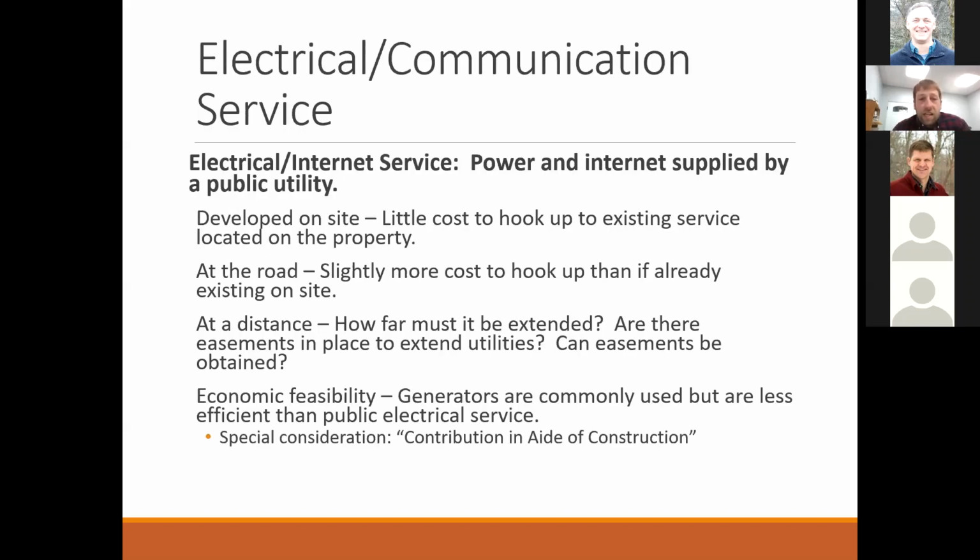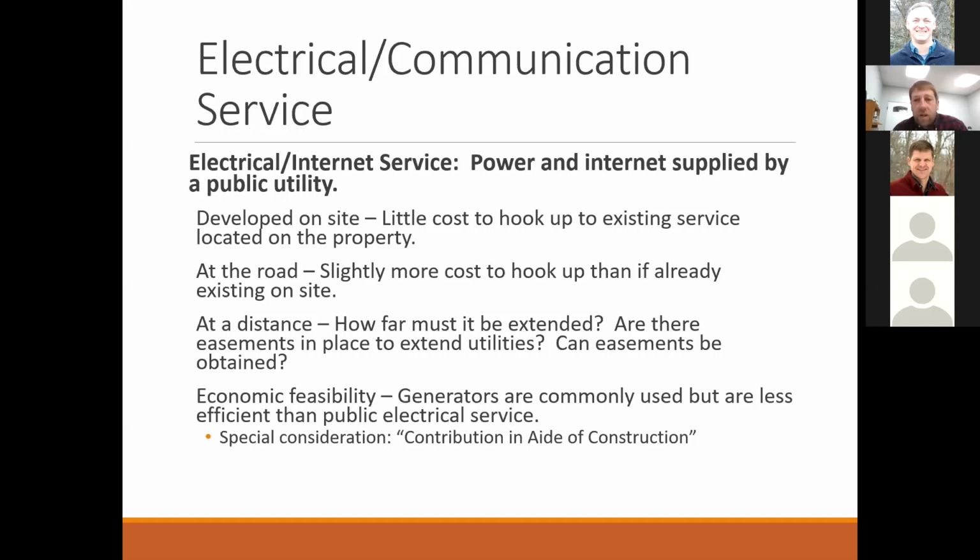This slide used to say only electrical service. As folks have adopted technology in the sugar house and have adopted monitoring systems even at remote locations and remote collection sites, I'm looking more and more at what's the internet service at this piece of property. What speed do you have, and how far is it to electrical or internet service if it's not there? Kind of roughly group these into developed on site, it's at the road, it's at a distance.